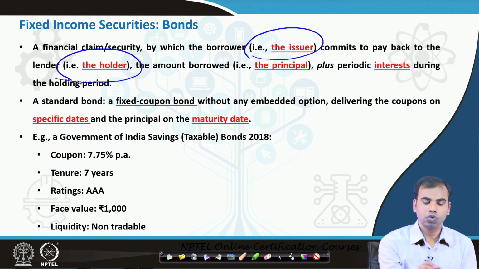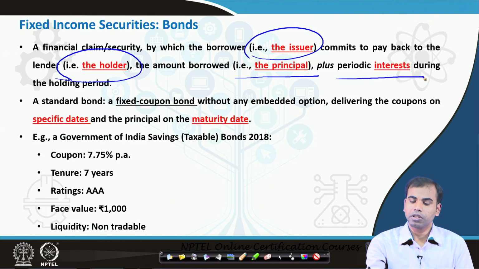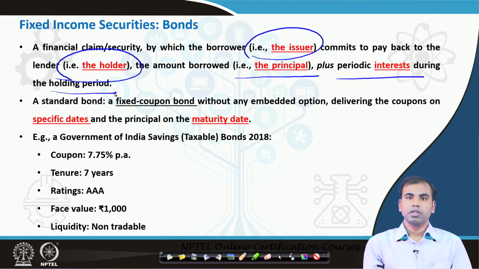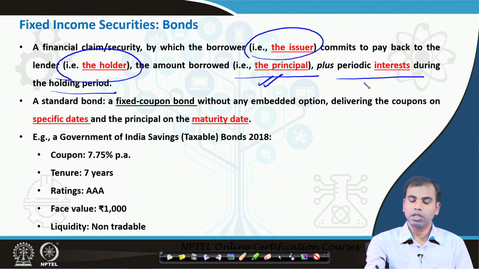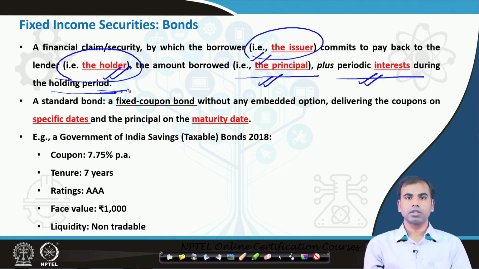So, there are the issuer and the borrower, which basically issue the bonds, and then the lender or the bond holder basically gives his or her money to the borrower, and that amount typically is known as principal, which carries some interest paid periodically during the holding period. So, basically bonds are pieces of paper which specify a principal amount, a periodic interest, the issuer and the holder. Of course, it will always have a maturity period associated with it.